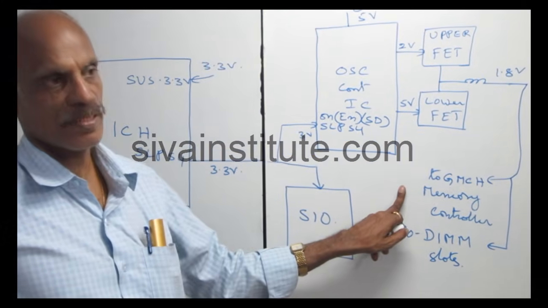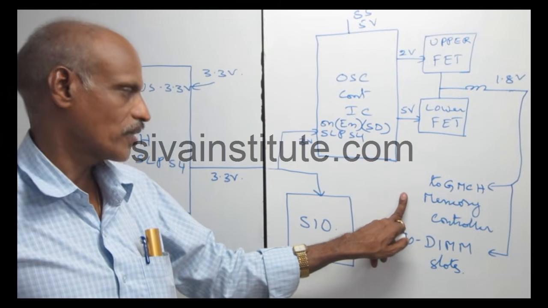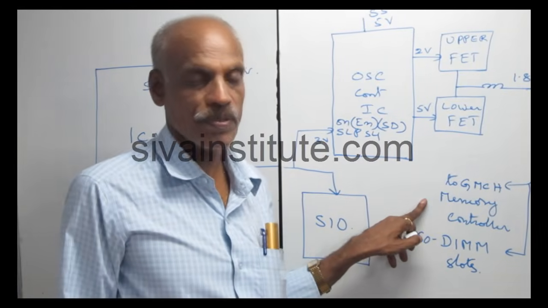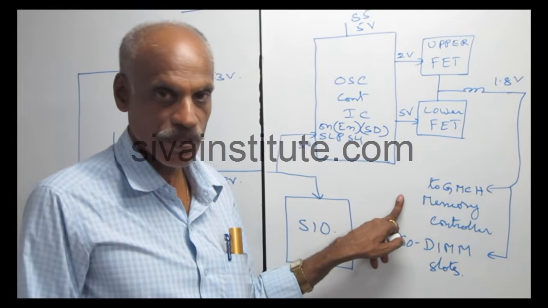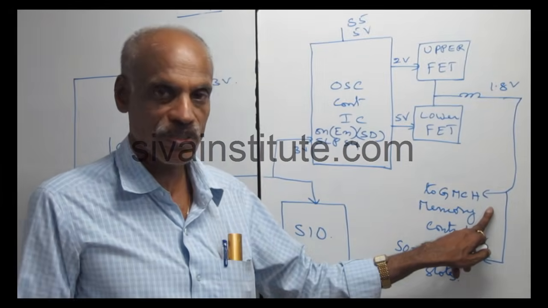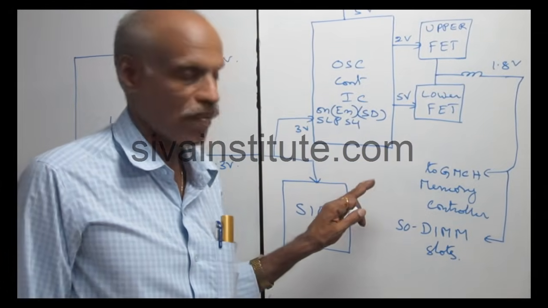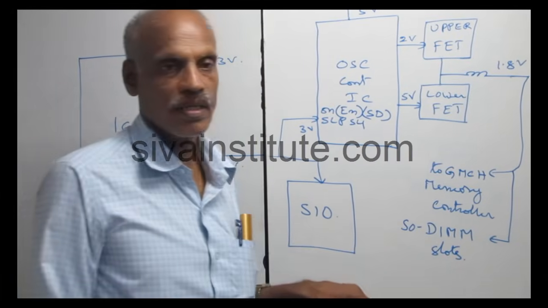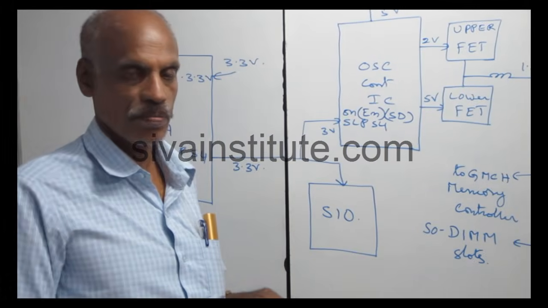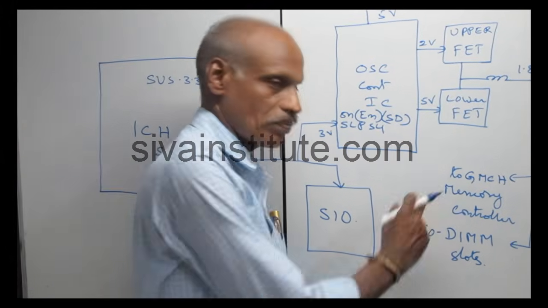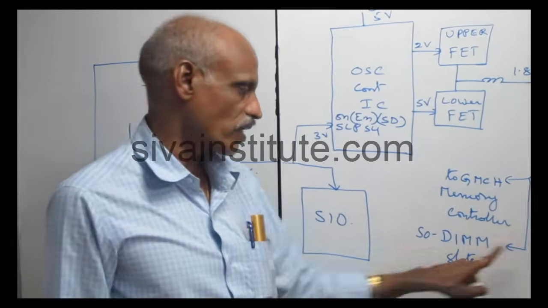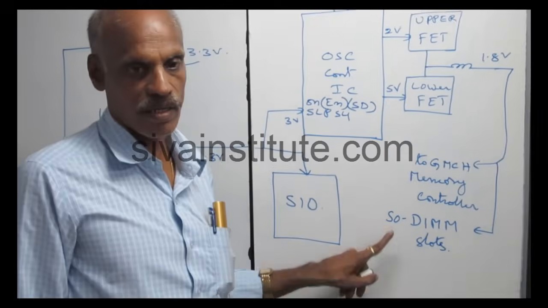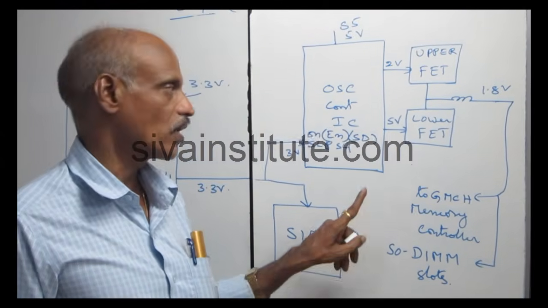In some AMD motherboards and Intel motherboards, in the latest motherboards, the memory controller is only in the CPU. Memory controller in CPU, so this voltage goes to the CPU. If the memory controller is in the GMCH, this voltage goes to the GMCH. If the memory controller is in the CPU, that voltage goes to the CPU. The DIMM slots compulsorily get this voltage. If there is no supply to these ICs or DIMM slots, a no display fault will come.